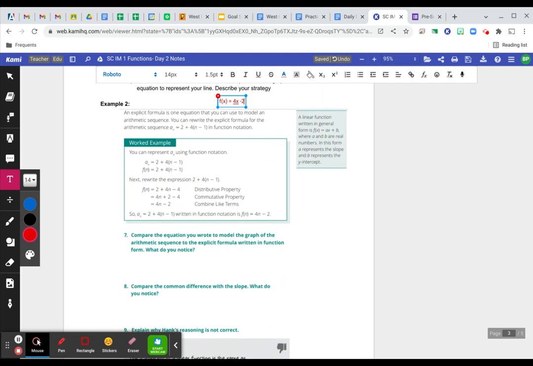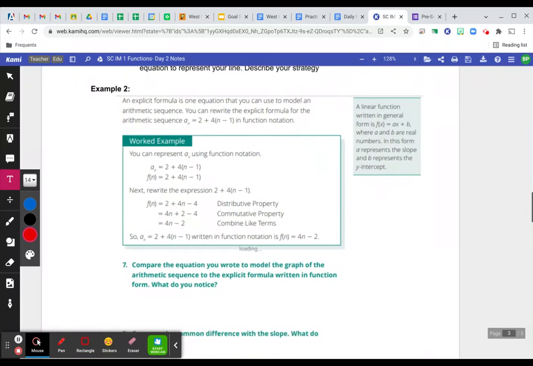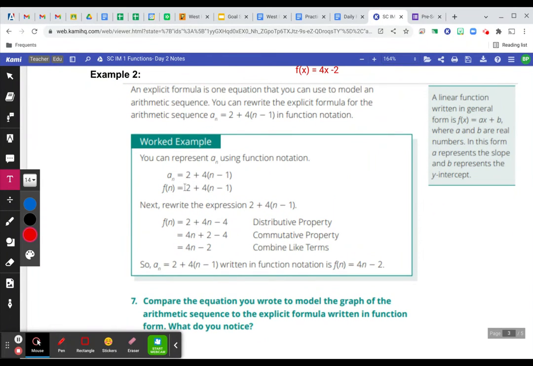Okay, now example 2. I want you to take a close look here. We have this explicit arithmetic formula of a sub n is equal to 2 plus 4 times the quantity of n minus 1. Now, what this worked example is doing for us is showing how we can convert the explicit arithmetic into slope-intercept form here. And we have slope-intercept form of 4n minus 2.